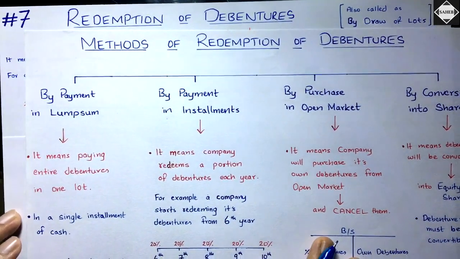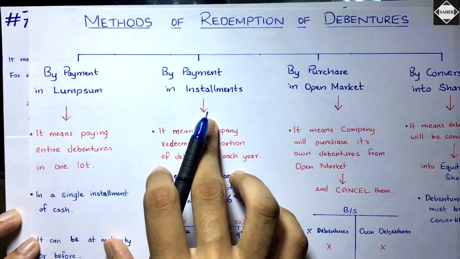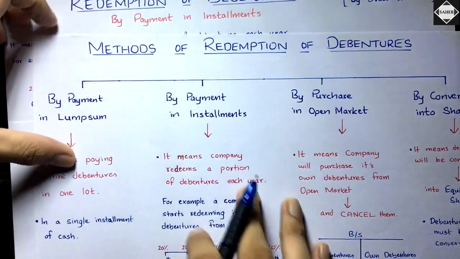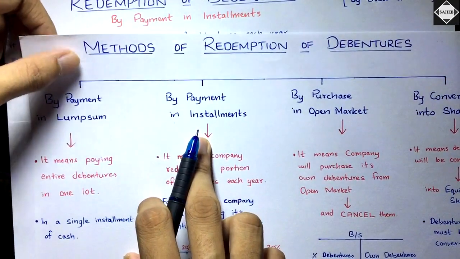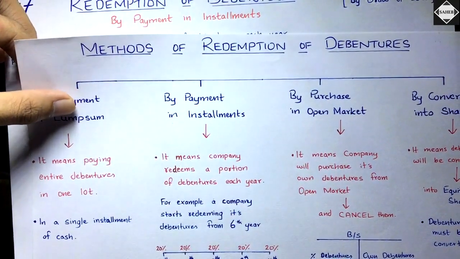And now we are moving on to the second method, that is by payment in installments. So we have to understand the treatment of this method, and then we are going to see one example of that. Is that okay? So let's start the video.